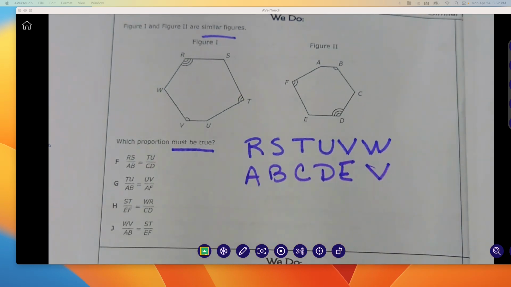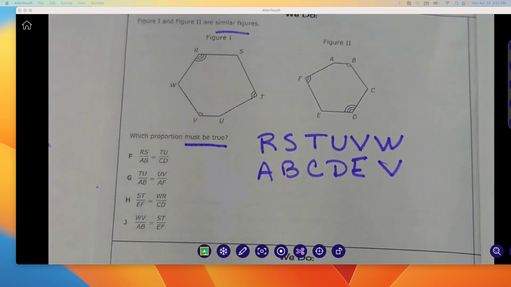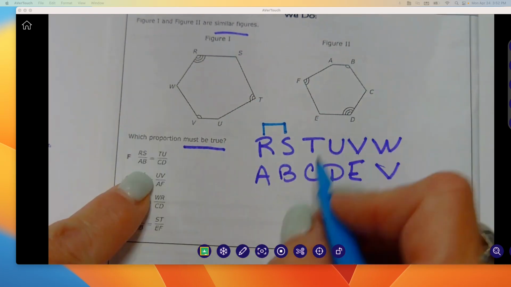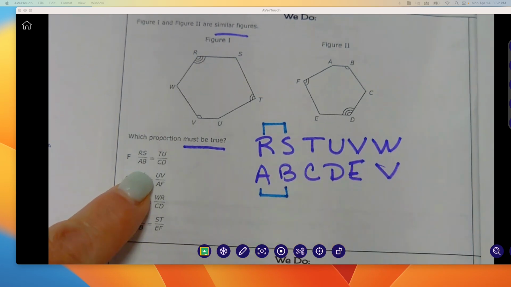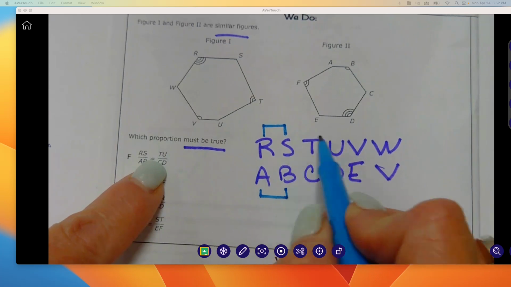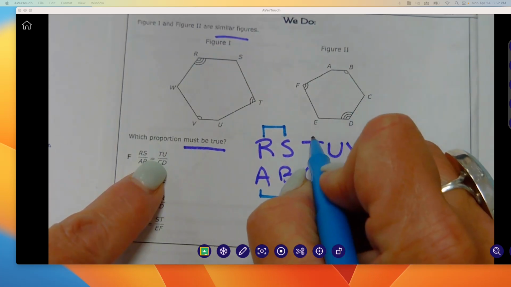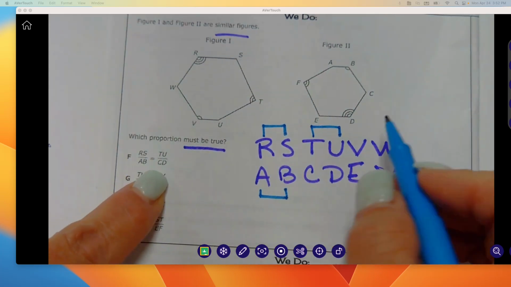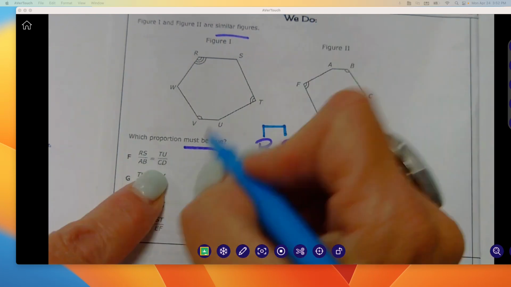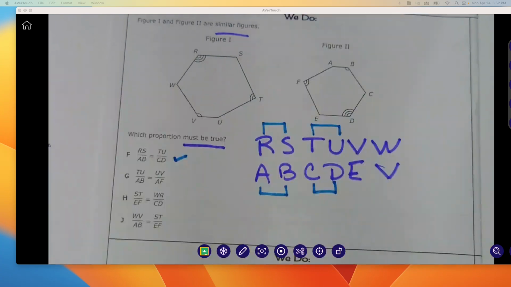Okay, so looking at these answer choices, let's see which it is. Okay, so the first one, it is telling us that RS is equal to AB. Okay, so that's good. Since RS is on top, we have to go back up here to the top. So we have TU corresponds with CD. They're right underneath each other. So yes, this one is true. But guys, we're not just going to stop there. We're going to go through every answer choice.